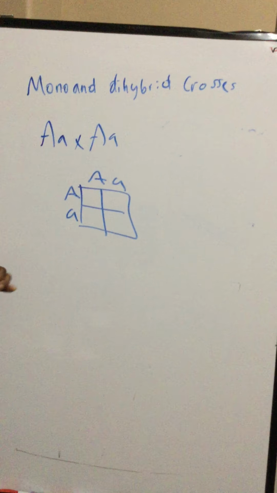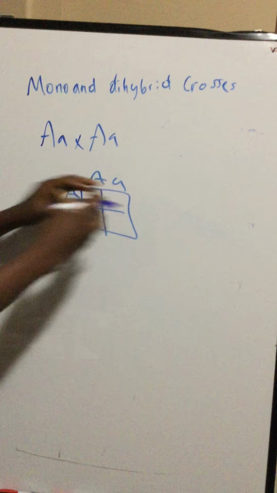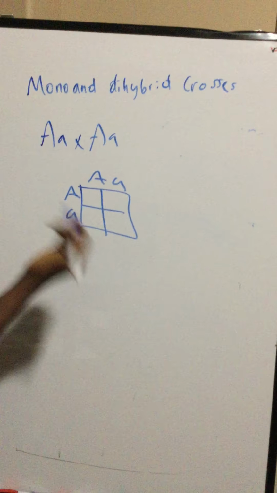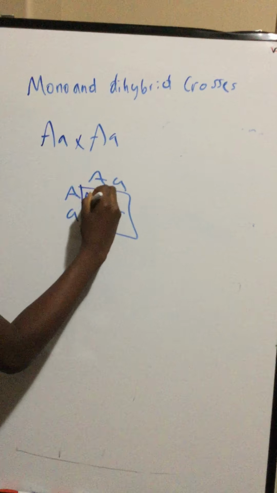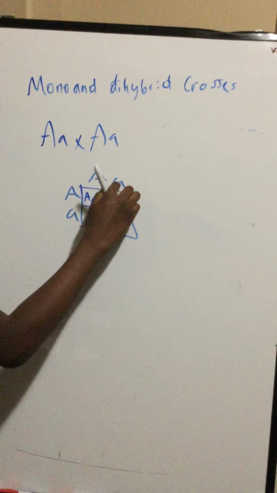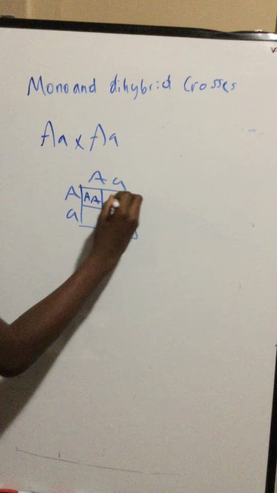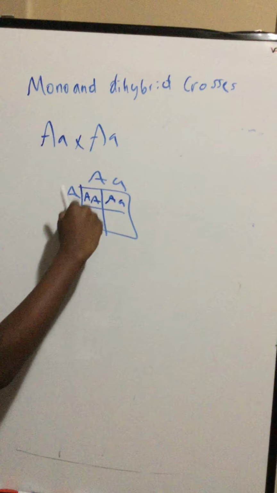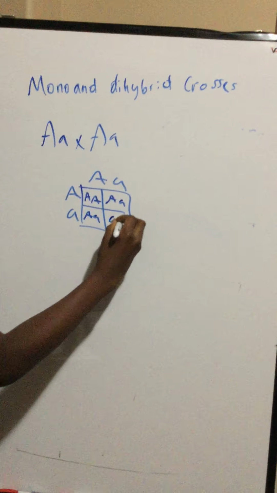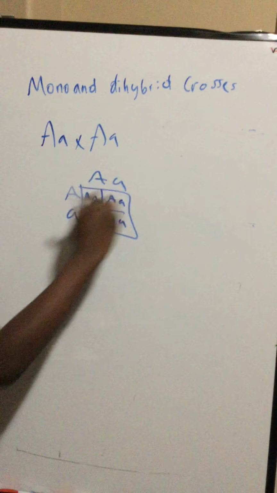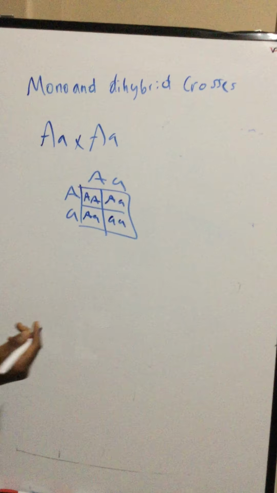Now, how you do this is you just put the letters together. So this A goes with this A, so this is AA. This A goes with this a. Then this A goes with this a, and this a goes with that a. So you literally just match them. This is just pattern matching from that point.